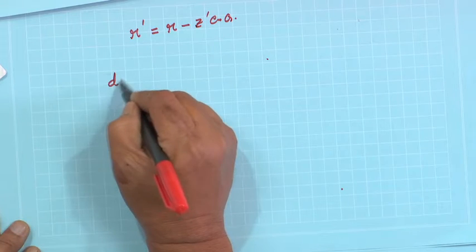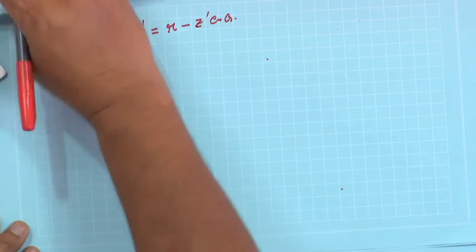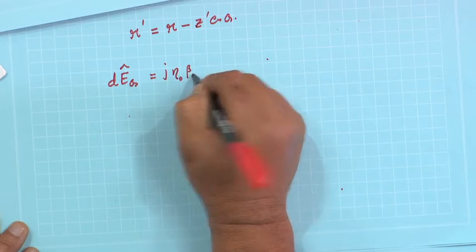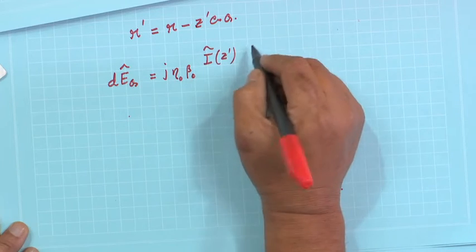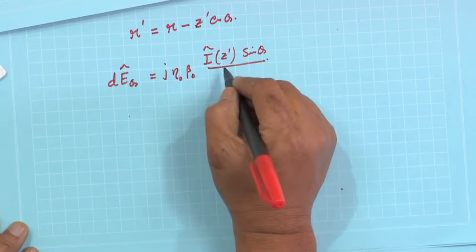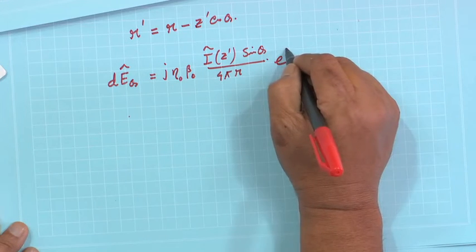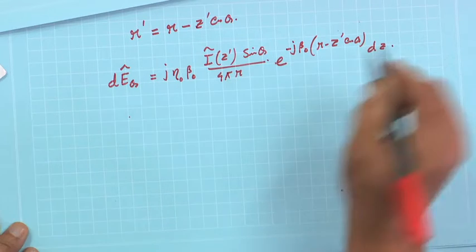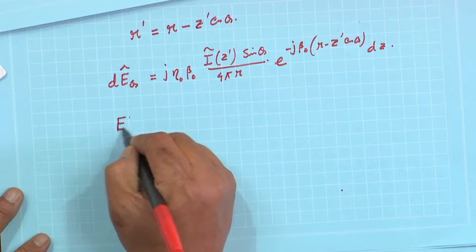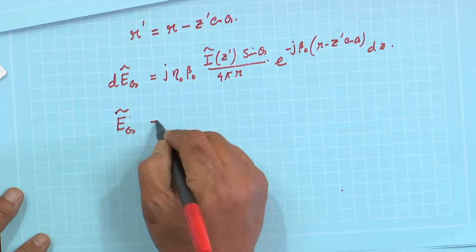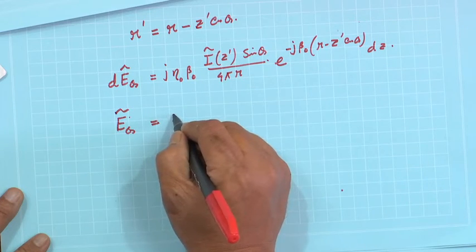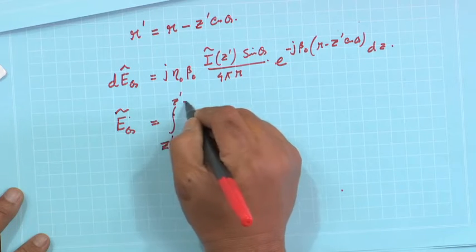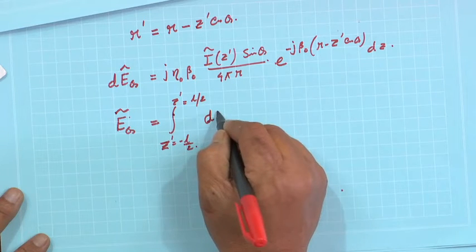So, if we substitute in this dE, the field due to the elemental current element, then it will be j eta naught beta naught. So, the total electric field is nothing but the superposition of the electric field from all the current elements having different I z's, and this will be the integral from z dashed equal to minus L by 2 to z dashed equal to plus L by 2, then that d theta.